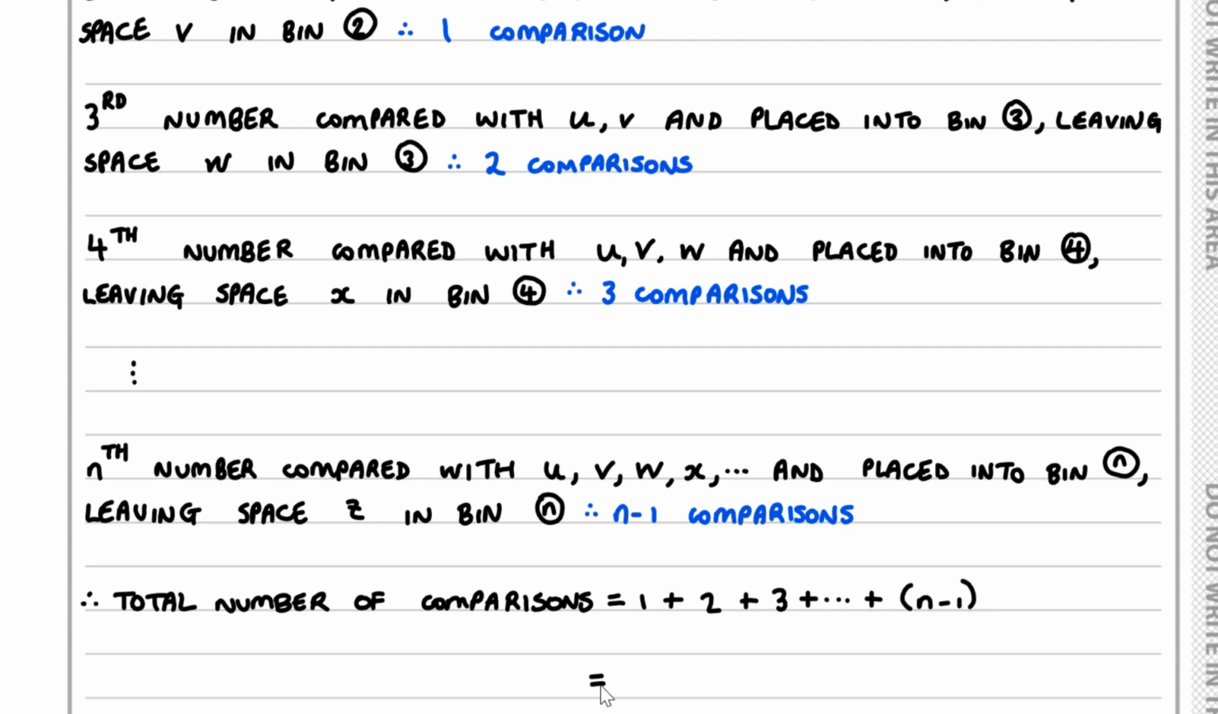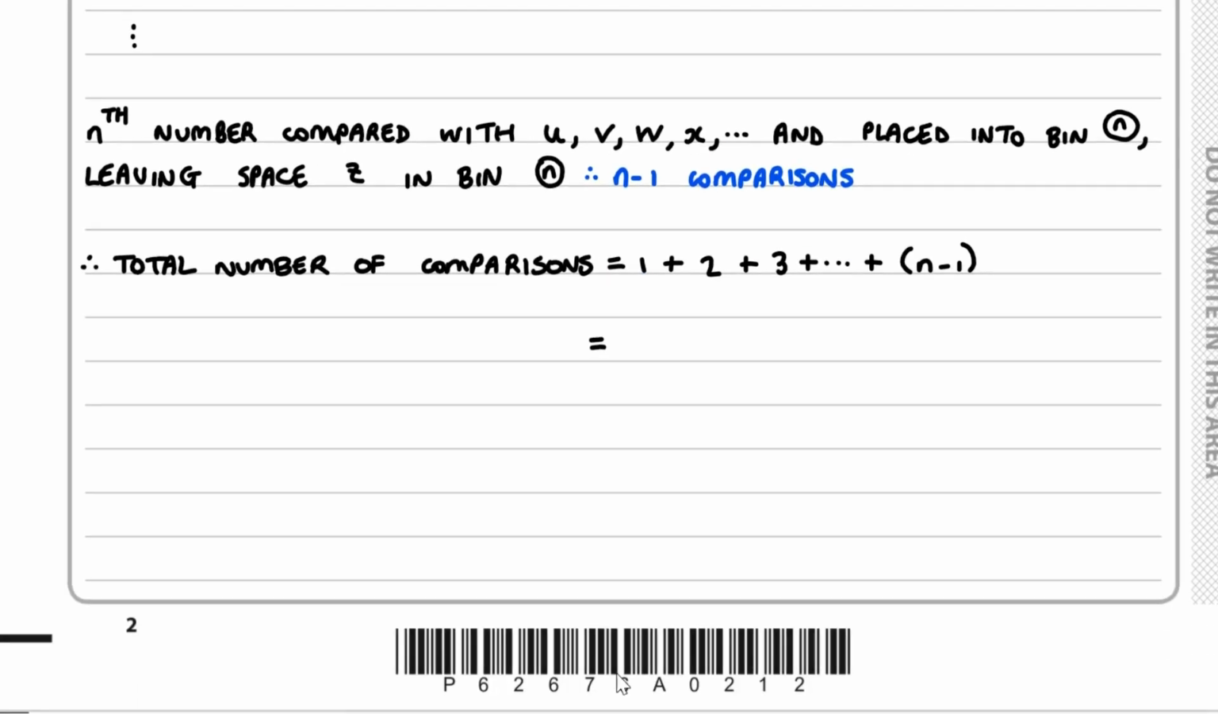And if we add all these together, of course, this will be 1/2 n lots of n-1, which is equal to 1/2 n squared minus 1/2 n. And therefore, we can conclude we have the first fit bin packing algorithm being quadratic order, and that's because of this n squared term.